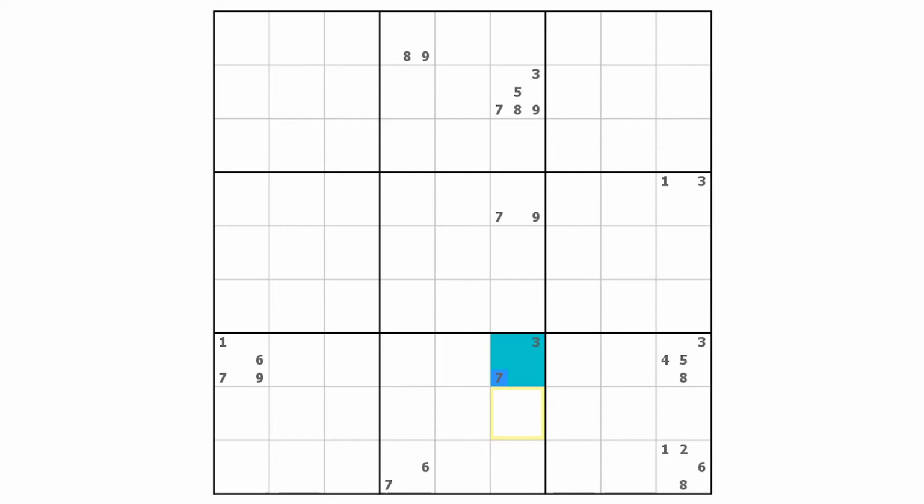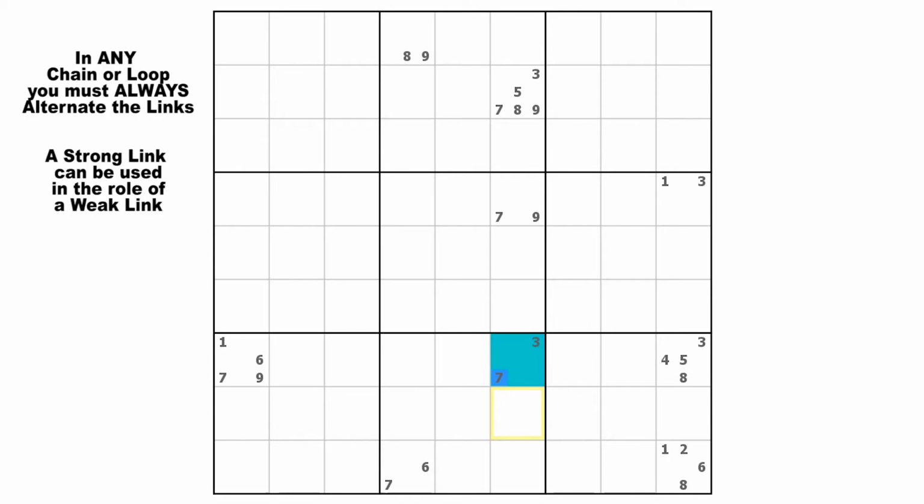But if you are using both of the candidates in the BVC in your chain, then you have to be conscious of whether you are using that internal link as a weak link or a strong link, because that will determine the type of link on which you need to leave the cell. In other words, that will determine whether the next link in the chain needs to be weak or strong. In any chain or loop, you must always alternate the links, strong, weak, strong, weak, strong, weak, etc., because that is the only way you can make any logical deductions from the chain of inferences.